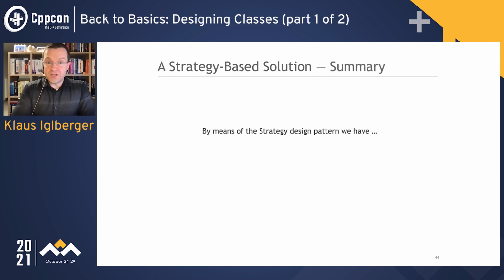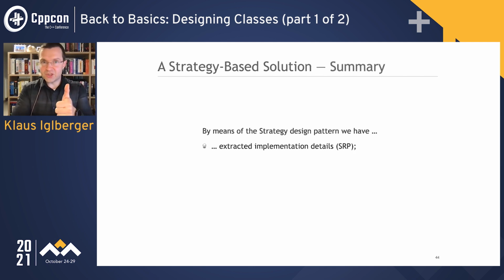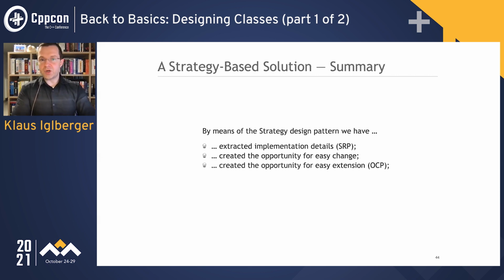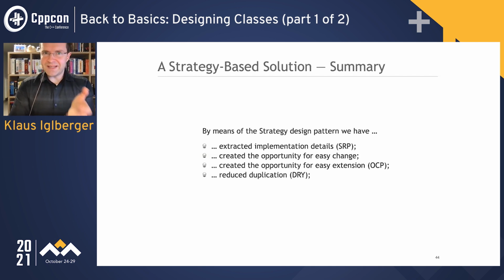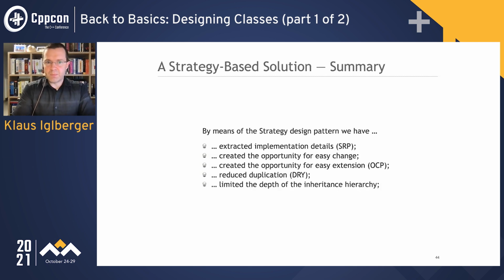So by means of the strategy design pattern, we have extracted the implementation details, isolated them. That's what SRP advises us to do. And so we have created the opportunity for easy change. We've also created the opportunity for easy extensions. And that's what inheritance hierarchies usually give you. And we have also reduced duplication quite a bit. Suddenly, we probably don't really have to think about this anymore. It's much, much easier to reason about this. And also, some very nice side effect, we have significantly limited the depth of the inheritance hierarchy. Definitely good things. And this altogether simplifies maintenance a lot.